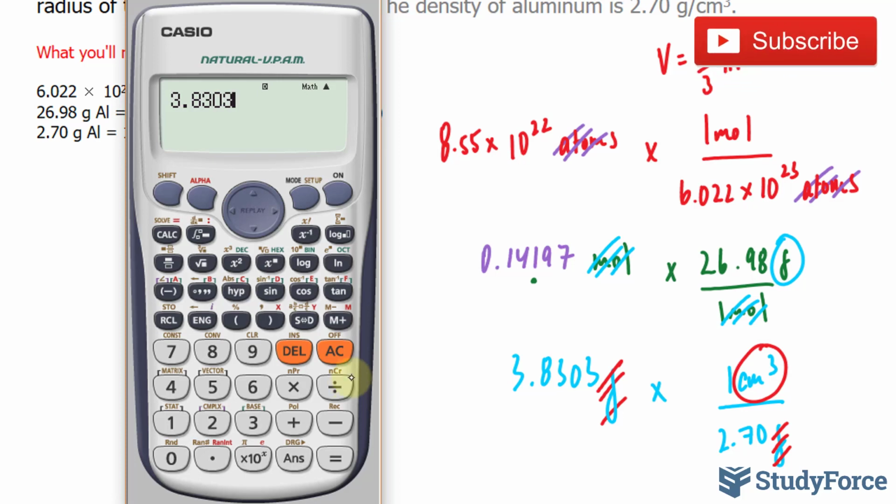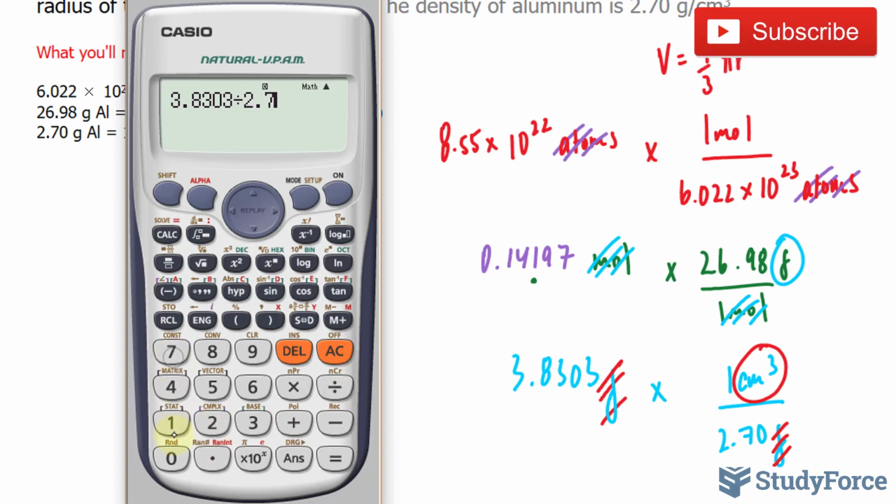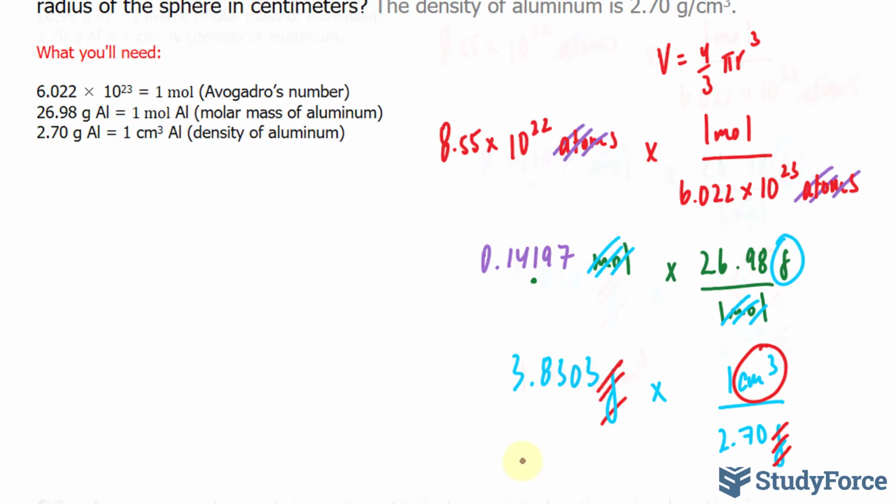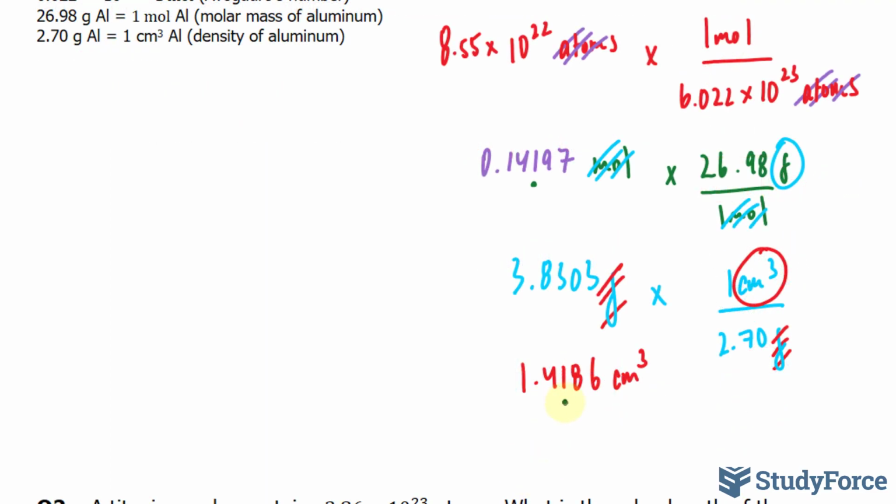3.8303 times 1 divided by 2.70, 1.4186. Everything after this one is insignificant, although I'll continue writing up until the 6, and I'll signify the significance of this 1 with a dot underneath. So I'll write down 1.4186. The dot is placed right here.